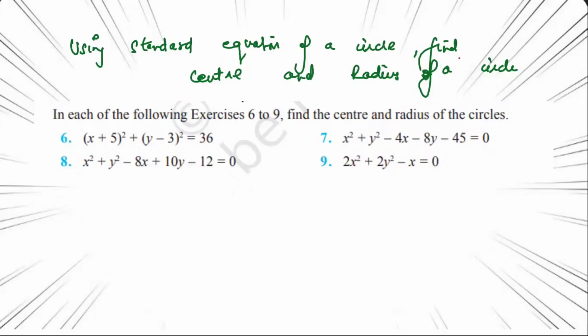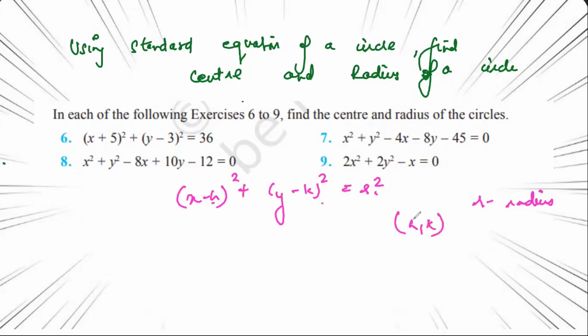We know the standard equation of a circle: (x minus h) whole square plus (y minus k) whole square equals r square. R is the radius, right? What are h and k? This is the coordinate for the center of the circle. Okay, that is the coordinate for the center of the circle. Now, how to find it?